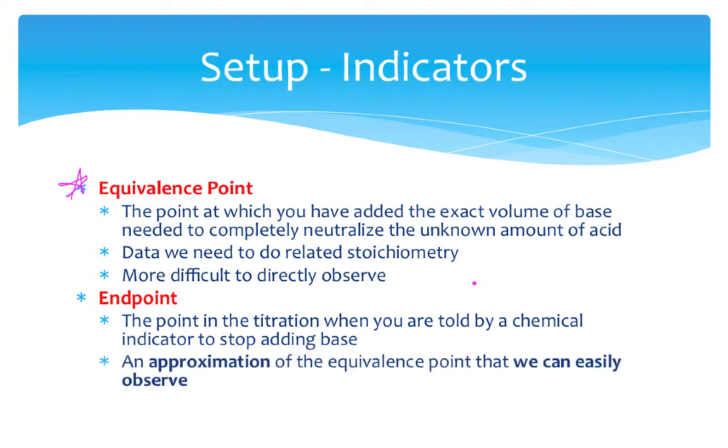The beauty of, or the downside, I guess, of an endpoint is that it's an approximation. It's not exactly what we're looking for. Remember, what we're ideally looking for is this guy right here, the equivalence point. But this approximation is something that we can very easily observe because it's going to come in the form of a very bright color change. And because it's easy to observe, it's still going to get us some very good and very reliable data.